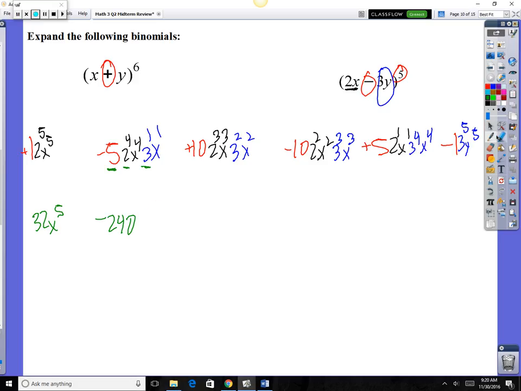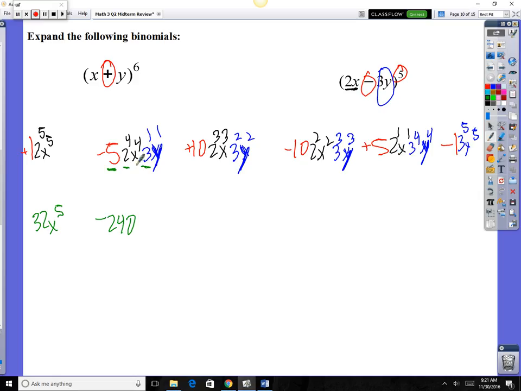Oh, you know what? These with the 3's, I don't know why I wrote x's. These with the 3's should be y's. So that's a y, that's a y, that's a y. Got a little carried away. Okay, so the letters with the 3's have to be y's.